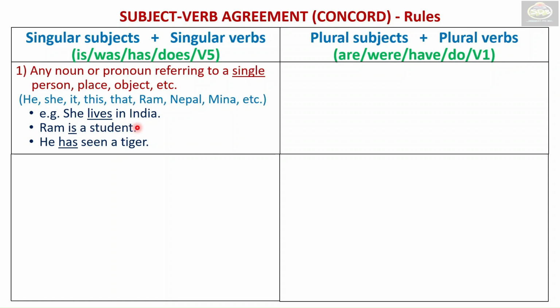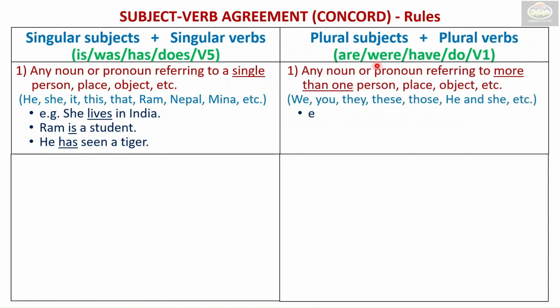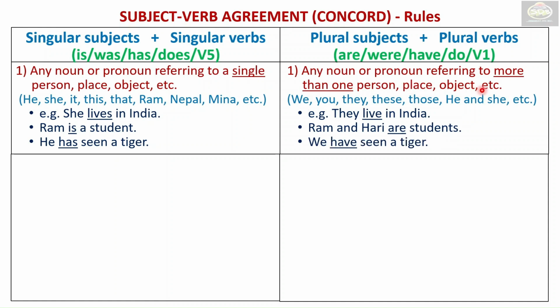She lives in India. Ram is a student. He has seen a tiger. We should not say he have seen. And any noun or pronoun referring to more than one person, more than one place, object, etc. Such subjects are regarded as plural subjects, and we have to use plural verbs with such subjects. For example, we, you, they, these, those, he and she, etc. These all are plural subjects, and we have to use plural verbs.